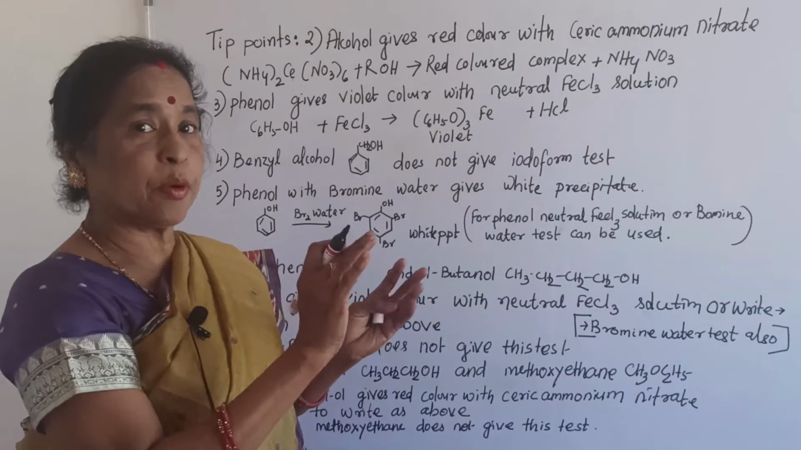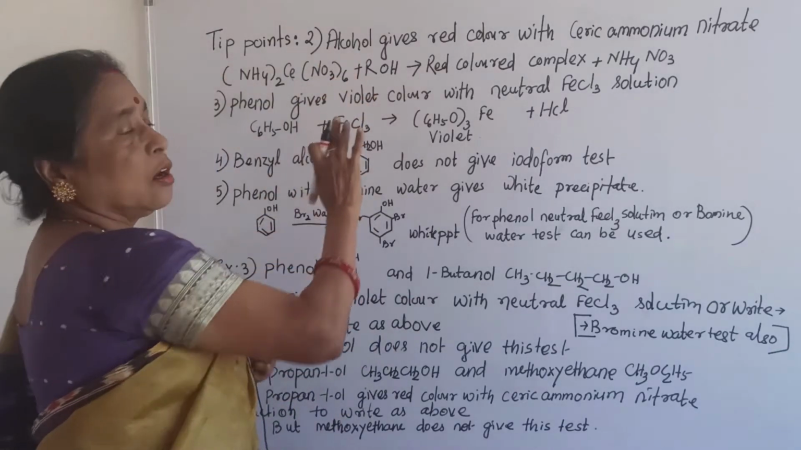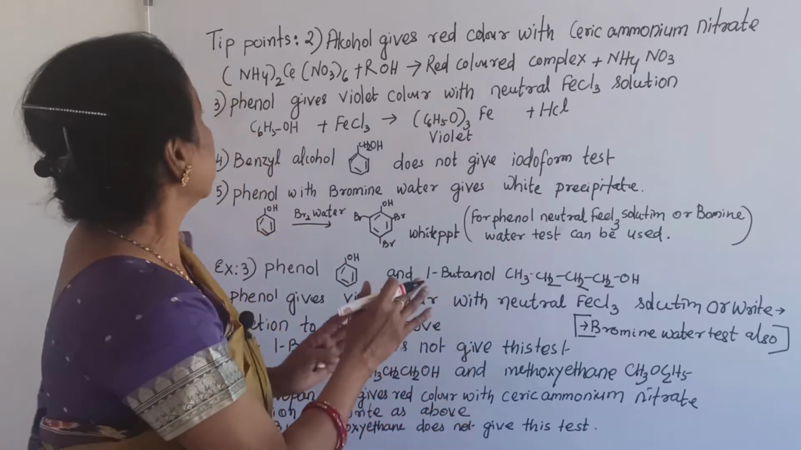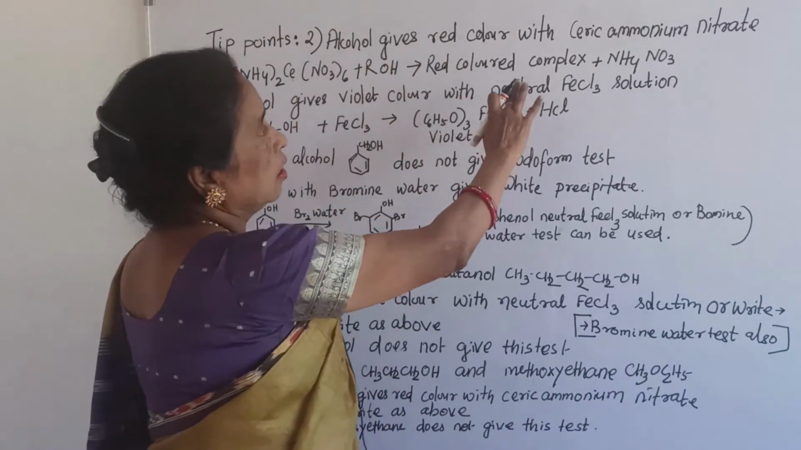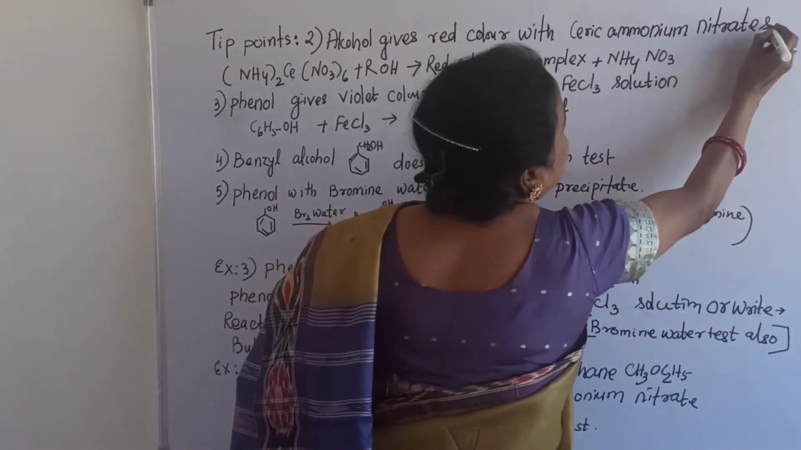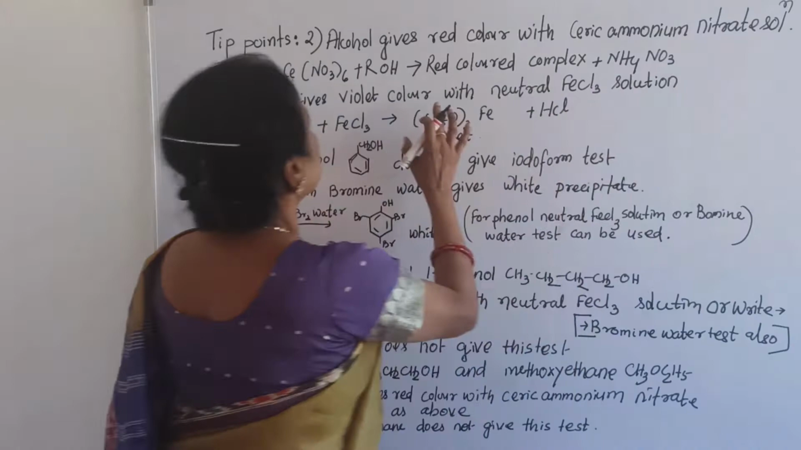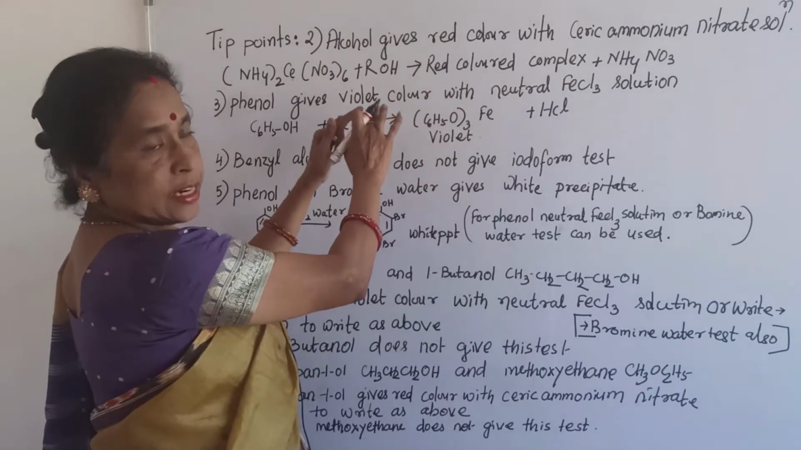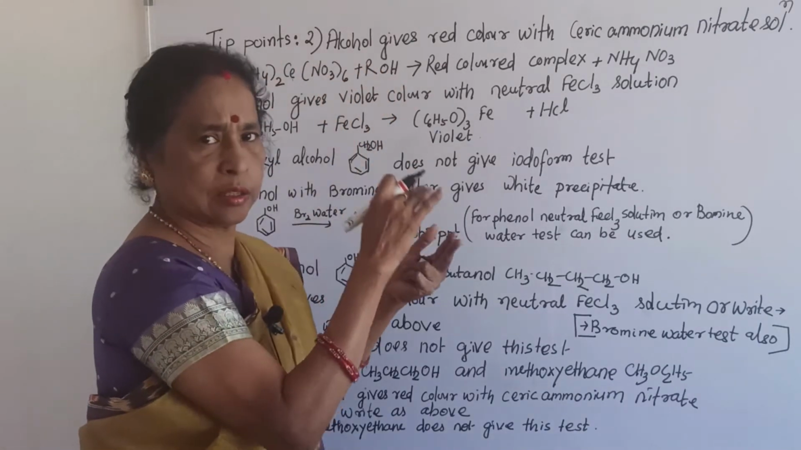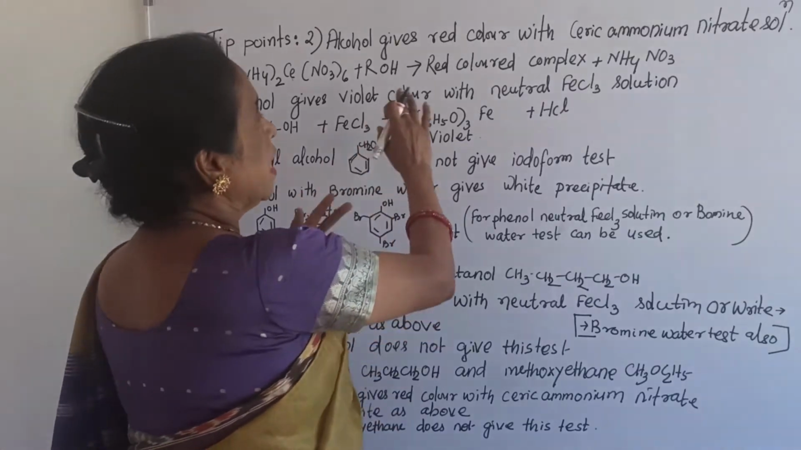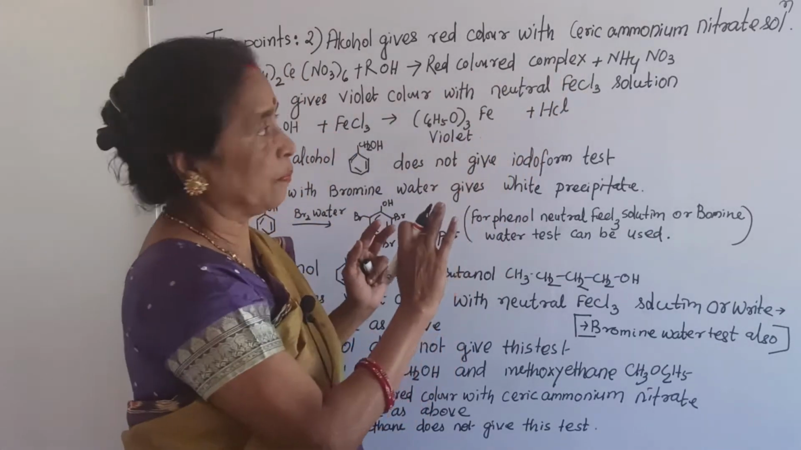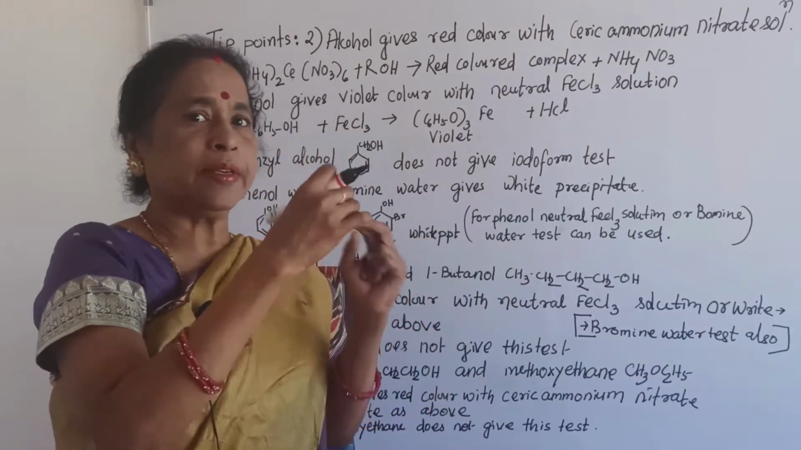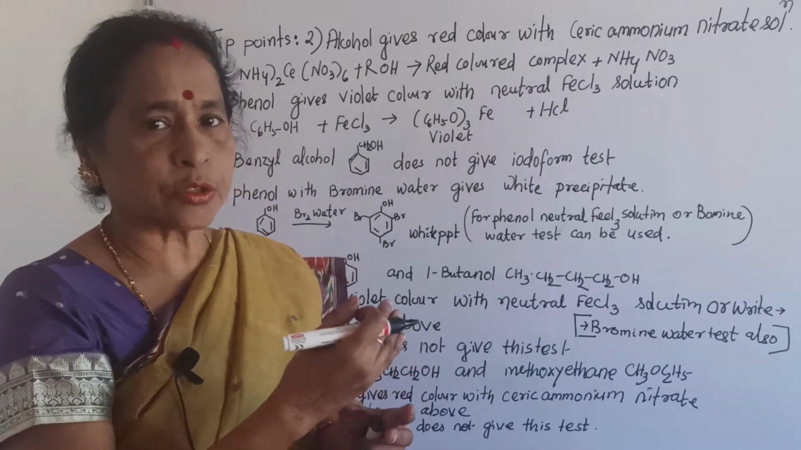Now we will see tip point 2. Alcohol gives red color with ceric ammonium nitrate solution. So what happens here? It gives a red color complex. That means ceric ammonium nitrate with the alcohol, any type of alcohol, primary, secondary or tertiary, gives a red color complex. So one can easily identify this is alcohol if it is treated with ceric ammonium nitrate solution.